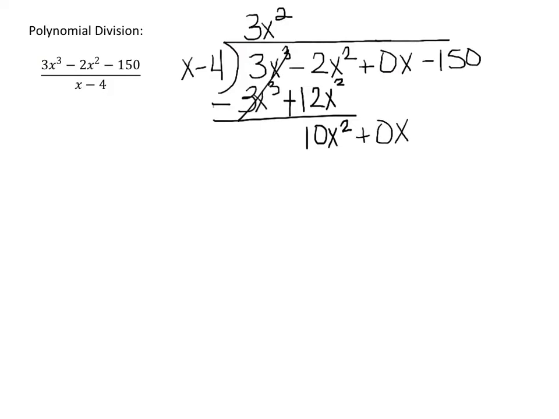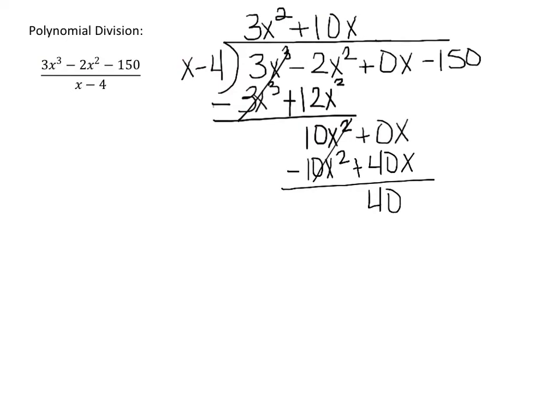Do that again. x times what gives me 10x squared? Well, that would be 10x. This is positive. 10x times x, that's 10x squared. 10x times negative 4 is negative 40x. Again, I subtract, that becomes negative, that becomes positive. These cancel, I'm left with 40x. Bring down the negative 150.